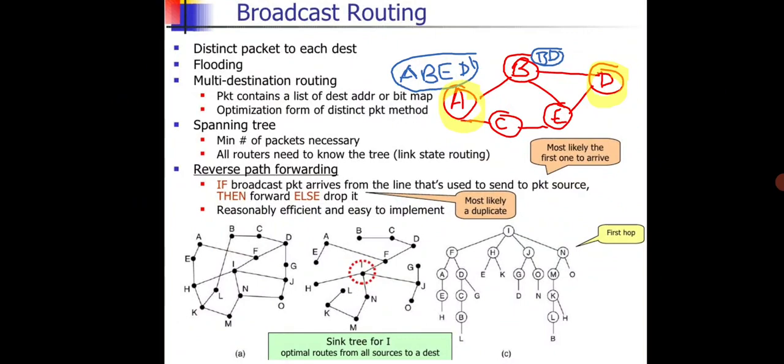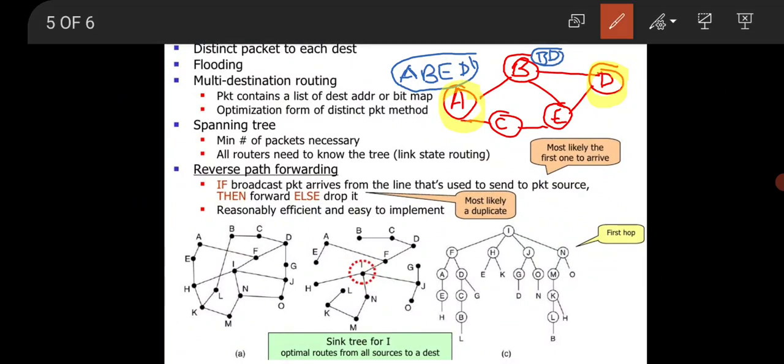Here each packet which is created contains a list of destinations or a bitmap indicating the desired destinations. You can see this blue colored thing. This is your packet, which has A, B, E, D as the list of destinations. It means that the packet has to go from A to B, B to E, and E to D. So first it will go to which router? It will go to router B.